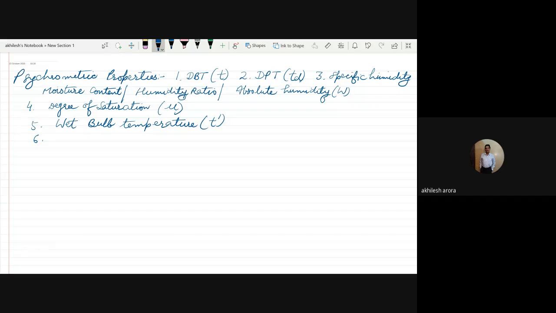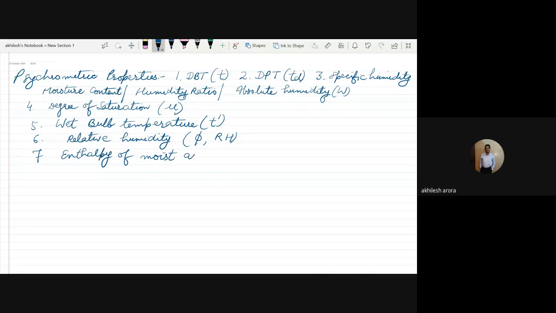The sixth property is relative humidity. It is denoted by phi, also by RH. So RH stands for relative humidity. Seventh is enthalpy of moist air. So these are the various properties, and enthalpy of the moist air is represented by small h.